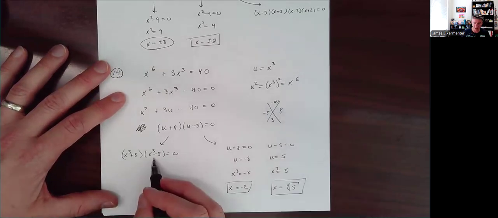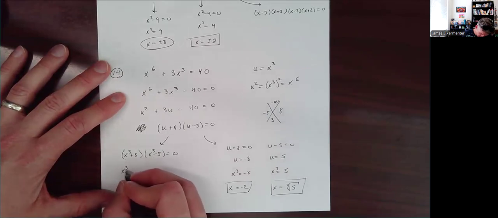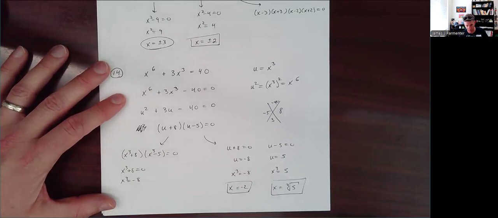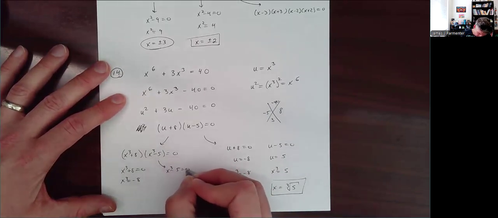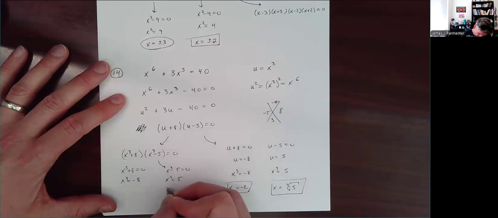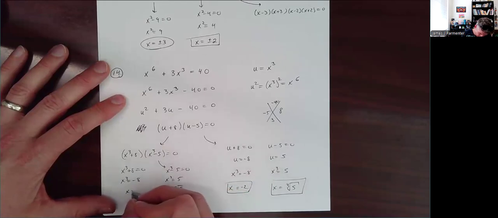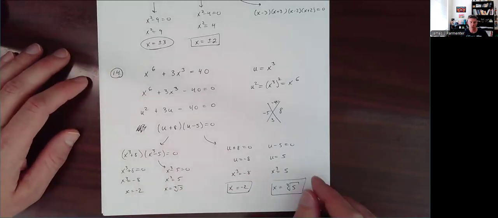Or if we'd solved it this way, same idea. You get x cubed plus 8 equal to 0, x cubed equals -8, x equals -2. Here you get x cubed minus 5 equal to 0, x cubed equal to 5, x equal to the cube root of 5. It doesn't really matter when you plug back in what u is equal to in terms of x. You just have to do it at some point. So you can go either way.